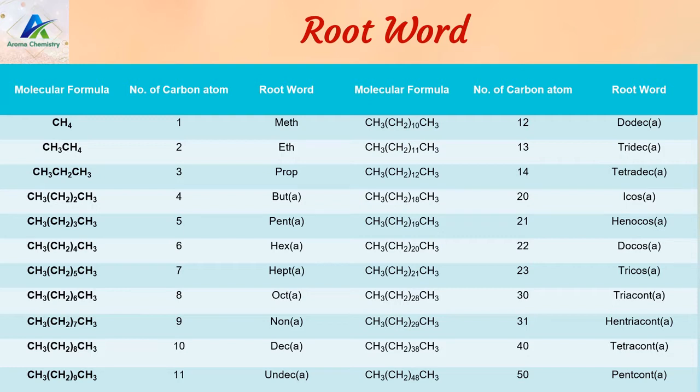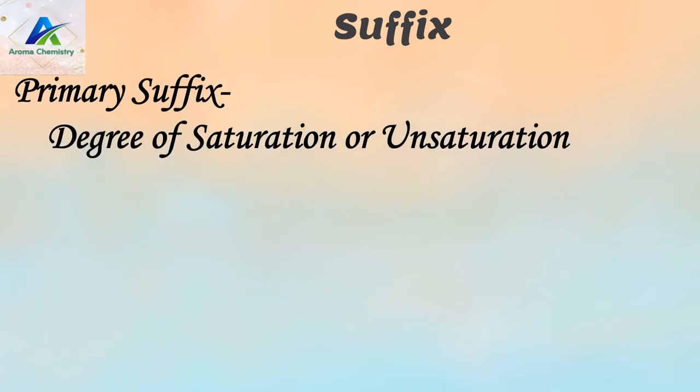Okay, next we move to the suffix. The root word is linked to the suffix. As mentioned earlier, suffixes are split into primary suffix and secondary suffix. Let us see the primary suffix. It indicates the degree of saturation or unsaturation in the carbon chain.